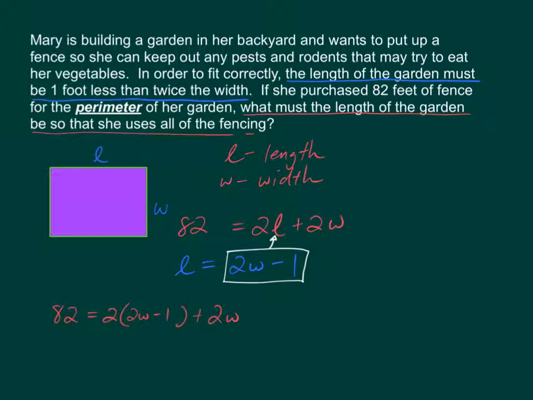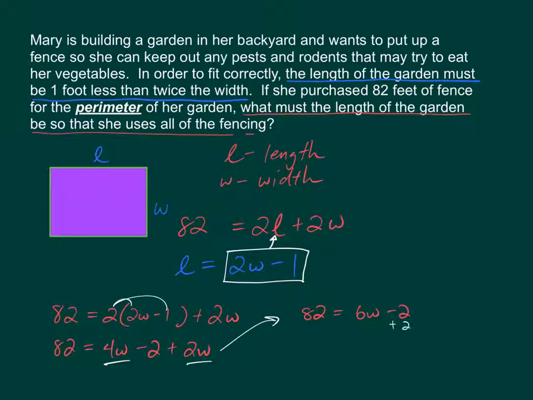So we can distribute this 2 here and here to get this equation. We can combine these W's since they're on the same side to get this next equation over here. The next step here, we can add 2 to both sides to get this equation. And finally, we can divide both sides by 6 to tell us that W equals 14.